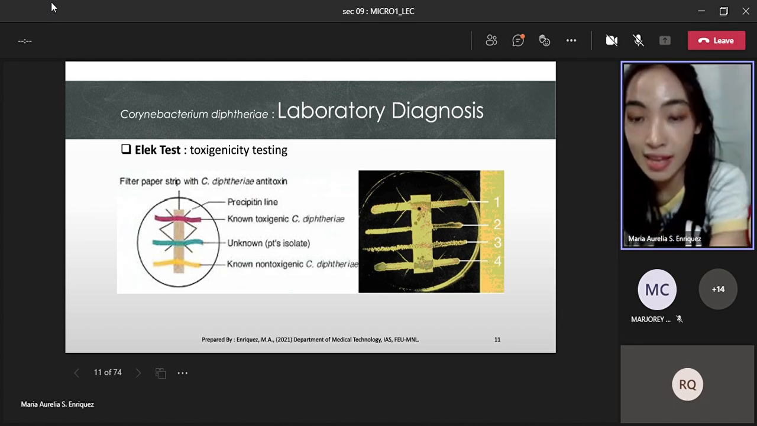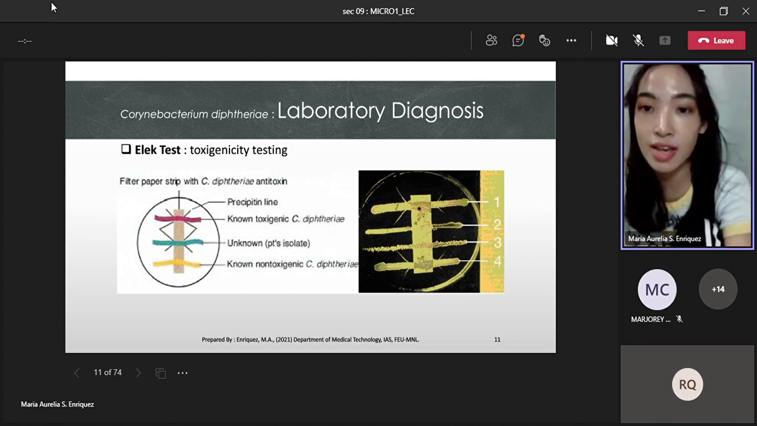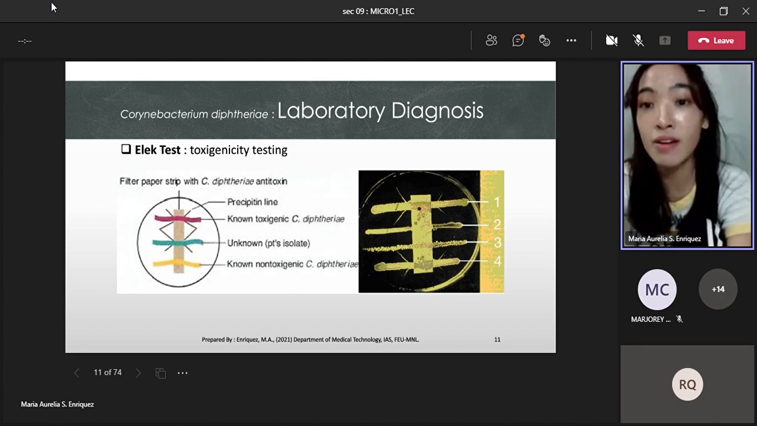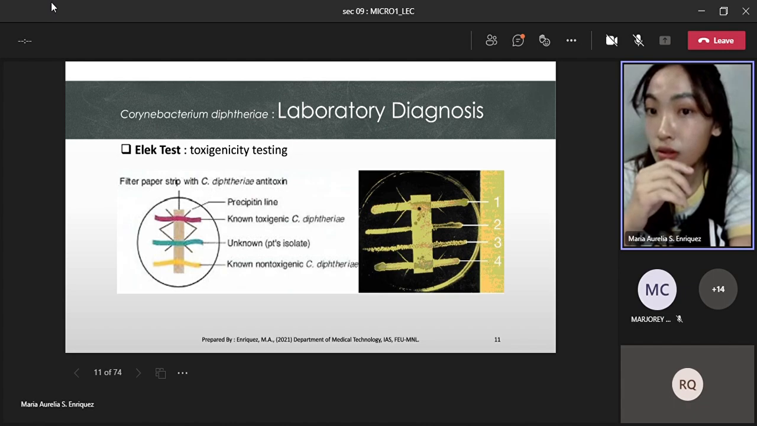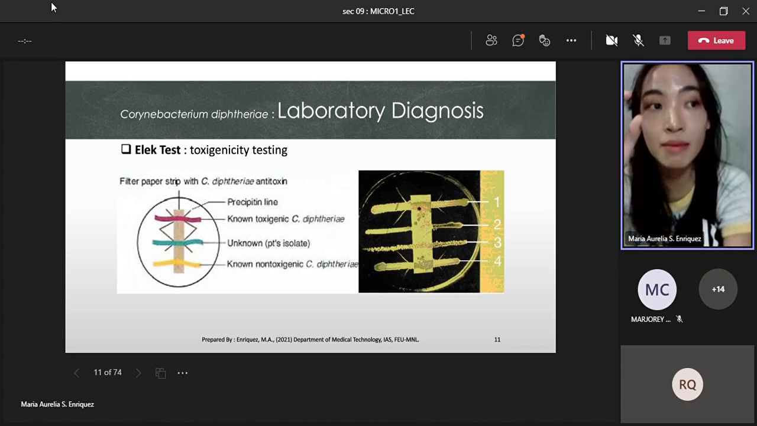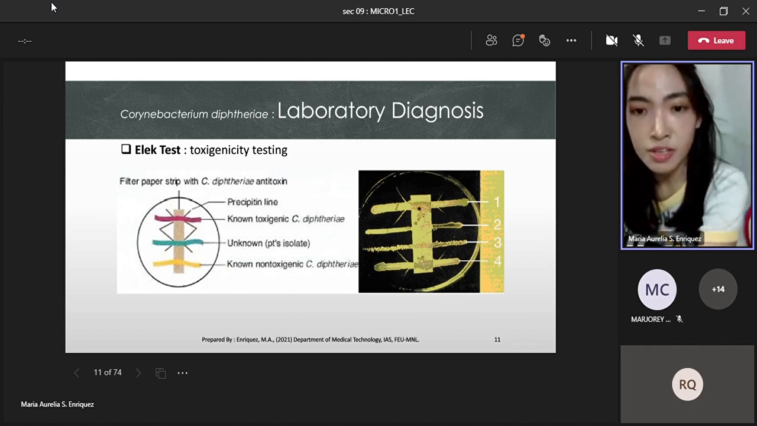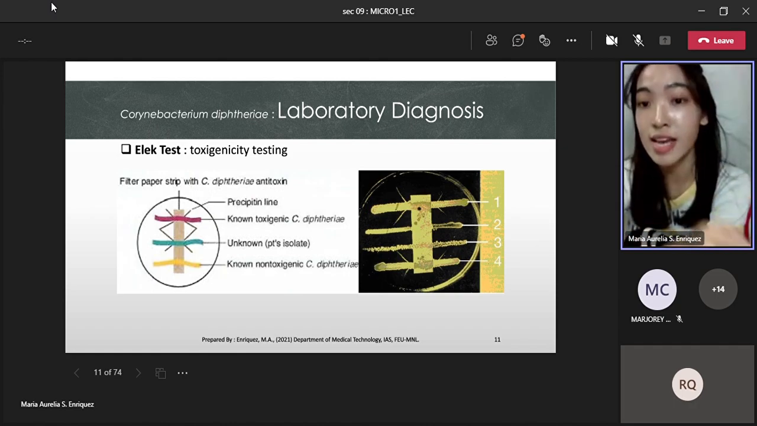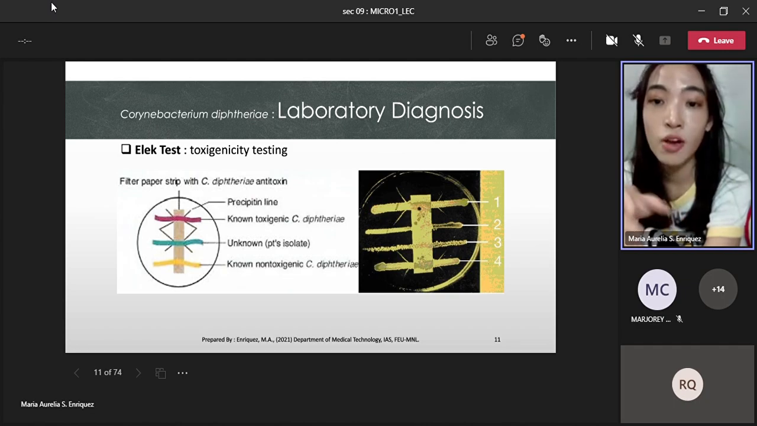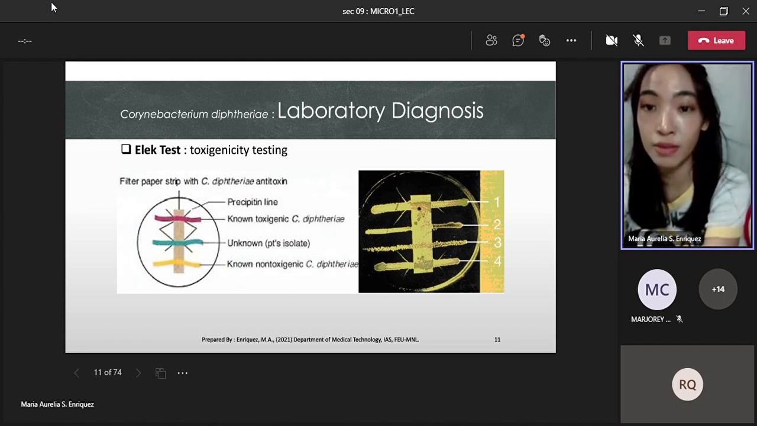So with the help of the LEC test, each organism is streaked in a single straight line parallel to each other. And approximately there should be about 10 millimeter distance between each inoculum. Okay, so after that, a filter paper strip that is impregnated with diphtheria antitoxin is laid along the center of the plate on a line that is at a right angle to the inoculum lines. Ayan po. So tignan natin to.